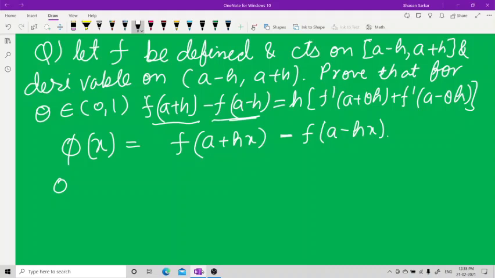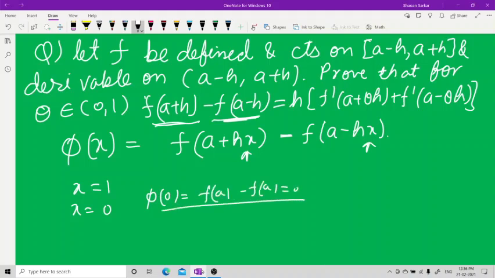This phi x is selected in such a manner that when x equal to 1, it should give me this condition. Put x equal to 1 here, it will give me this condition. When I put x equal to 0, phi of 0 will be f of a minus f of a, so this is 0.